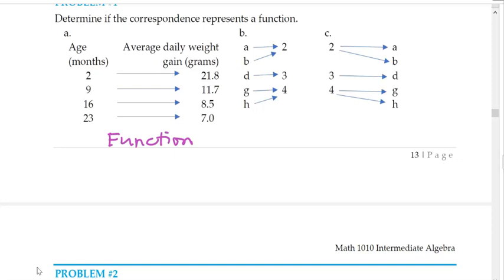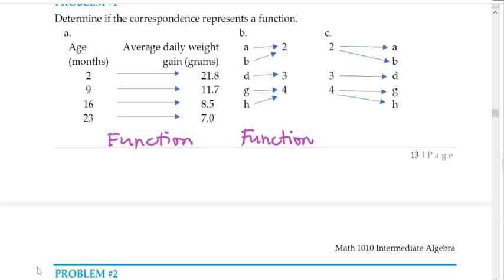Okay. Let's see, on this second one, you can see A goes to 2, B goes to 2, D goes to 3, G goes to 4, and H goes to 4. And sometimes people think that this isn't a function because A and B are going to the same number. But again, remember we said we need those first components to be unique. And since they are, this is a function.